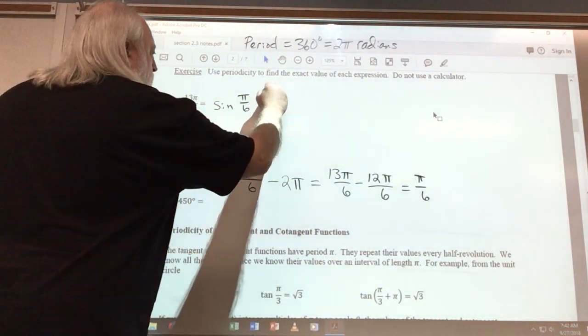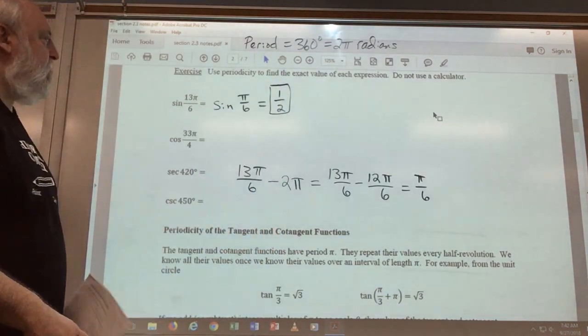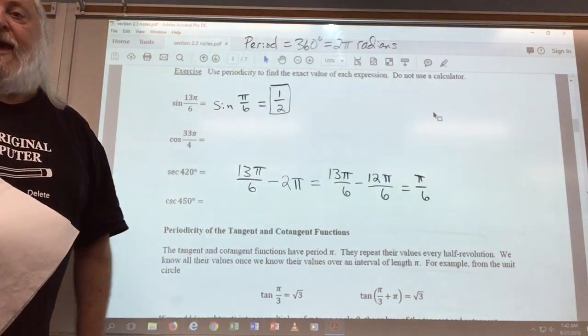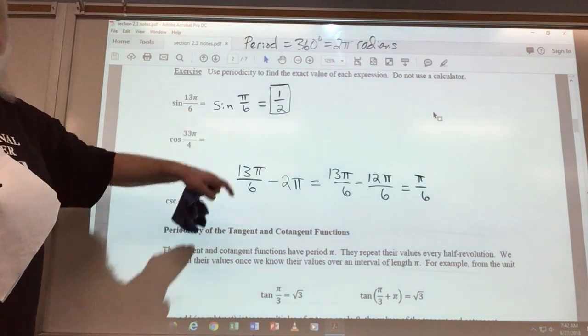And so the sine of 13 pi over 6 is equal to 1/2. It has the same value as the sine of pi over 6.